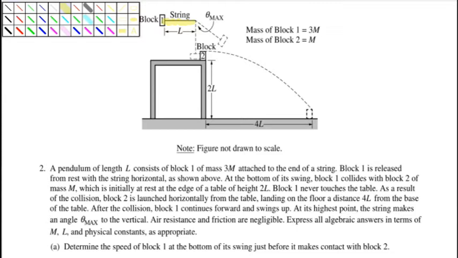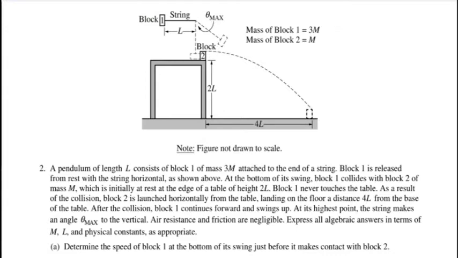So what's really going on here is this block is going to swing down. It's going to bump into block 2. And block 2 takes off and finally hits the floor at a distance 4L later. So why don't we get rid of those things there? Okay, and this is kind of like a mini Rube Goldberg. So let's just start in with these different problems.